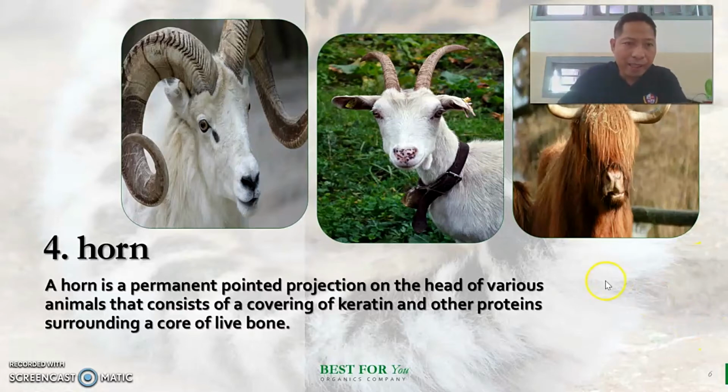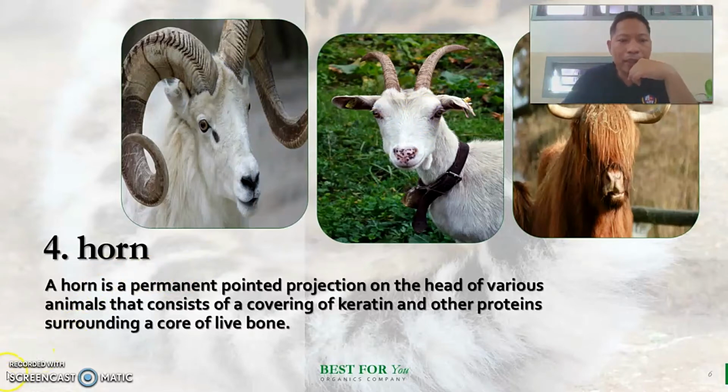So the spelling is H-O-R-N. Again, H-O-R-N, or we can call it horn. A horn is a permanent pointed projection on the head of various animals. It can be used by a goat to fight another goat. This one is permanent.